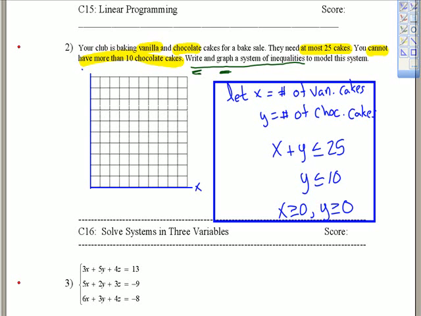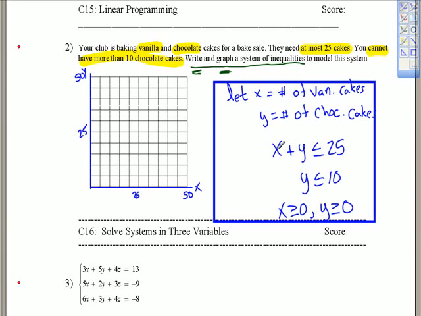I can use all the graph paper for my graph. I went by 5s along the graph, so I have 5, 10, 15, 20, 25, and then all the way out here would be 50. 5s this direction, 5, 10, 15, 20, 25, and all the way out here would be 50.